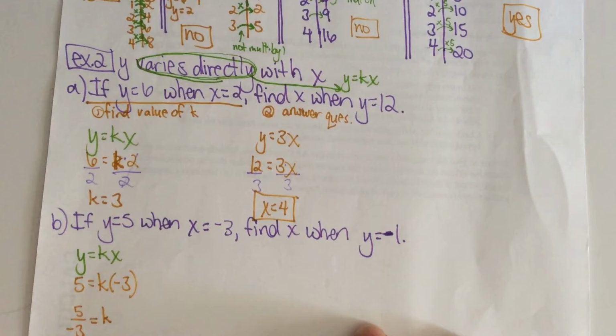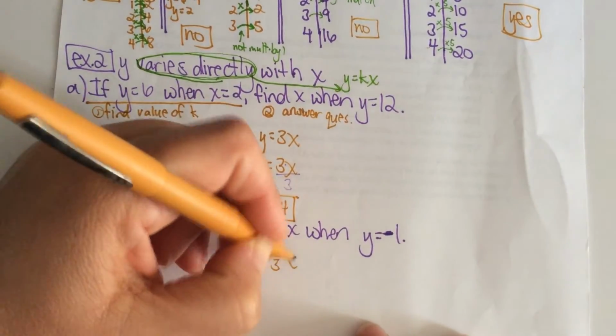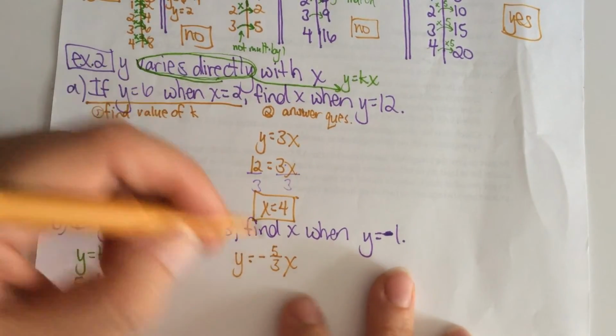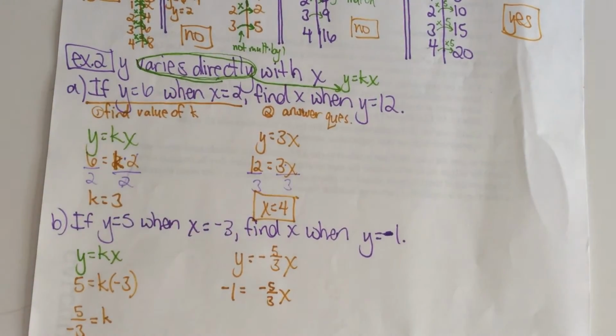Okay, so let's finish it. We're going to write the equation with the value of k inside. And then just like before, it says find x when y equals -1. So this is -1. I need to solve for x.